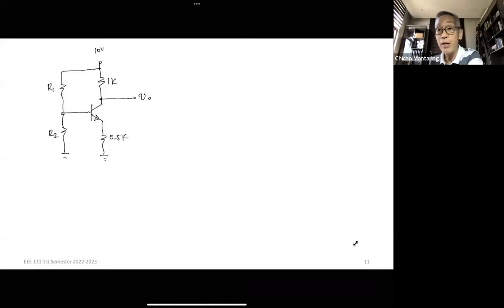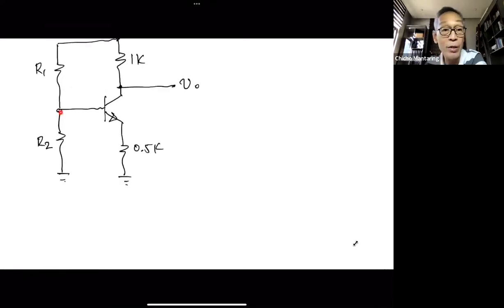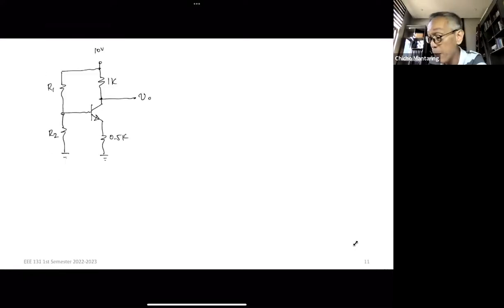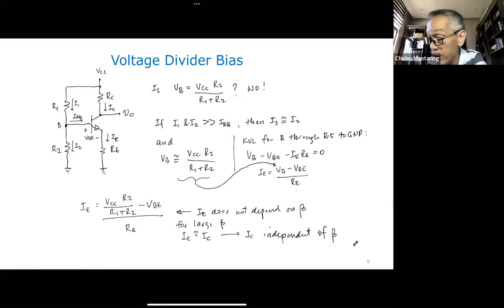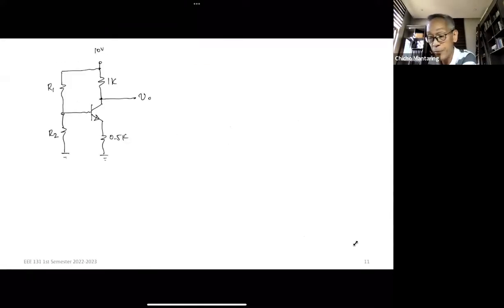By the way, you still apply your input in the same way. If I had my input voltage, I would apply it to my base through a capacitor, so it will still be capacitively coupled. In other words, your input would be applied this way, connected there. Okay. So let's say beta is equal to 100.